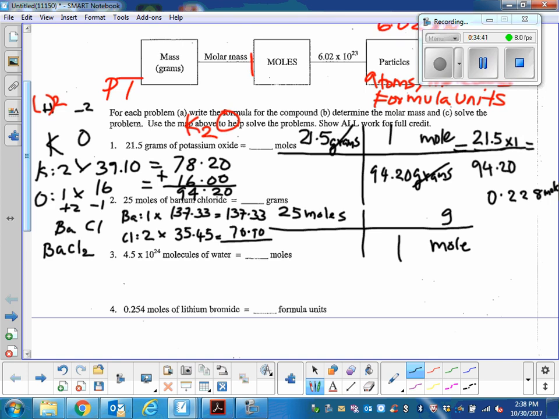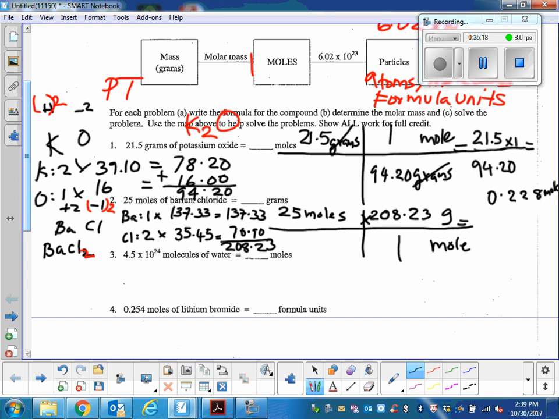Now what do I do with these two numbers? Add them. No, because this gets multiplied by 2, right? And that's the number that shows underneath. Formula writing is important. So 137.33 plus 70.90 is 208.23. Yes. Okay, where do I substitute this 208.23? Grams per mole. Now what do I do with these two numbers?